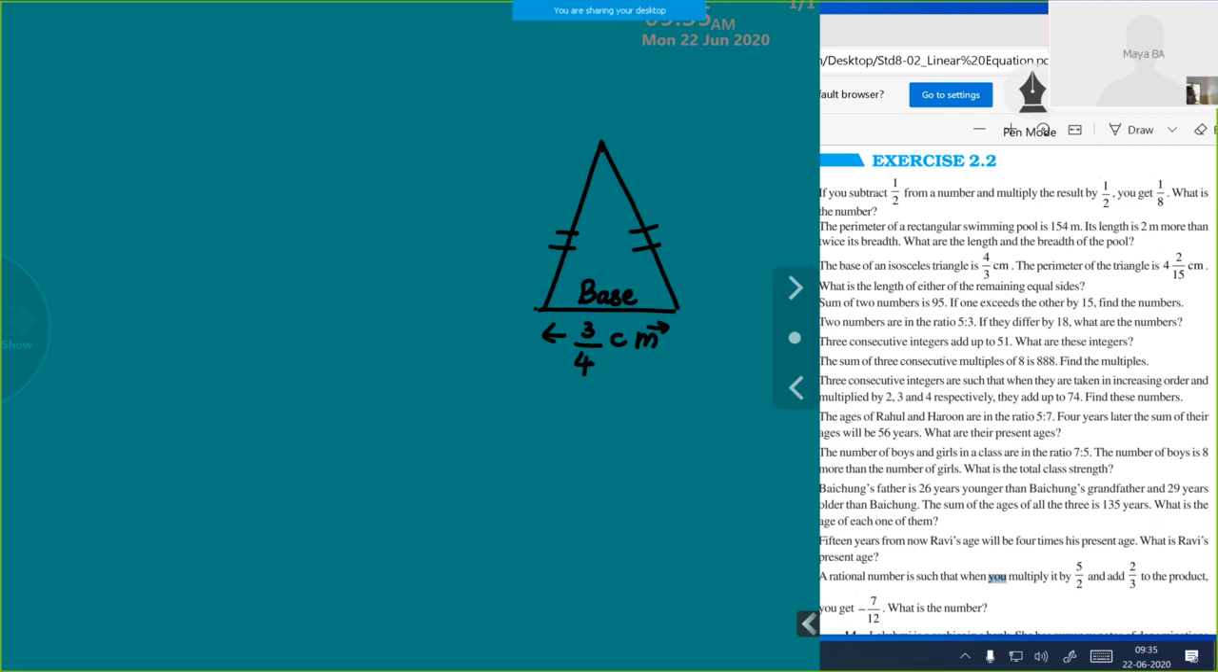The perimeter of the triangle is 4 and 2/15 centimeter. We need the length of either of the remaining equal sides. So as I told you, what you have to find out is the remaining two equal sides. We will take the unknown as x. Let the equal sides be x centimeter. There are 3 sides. Out of that, one is 4/3. The other 2 sides are x each.